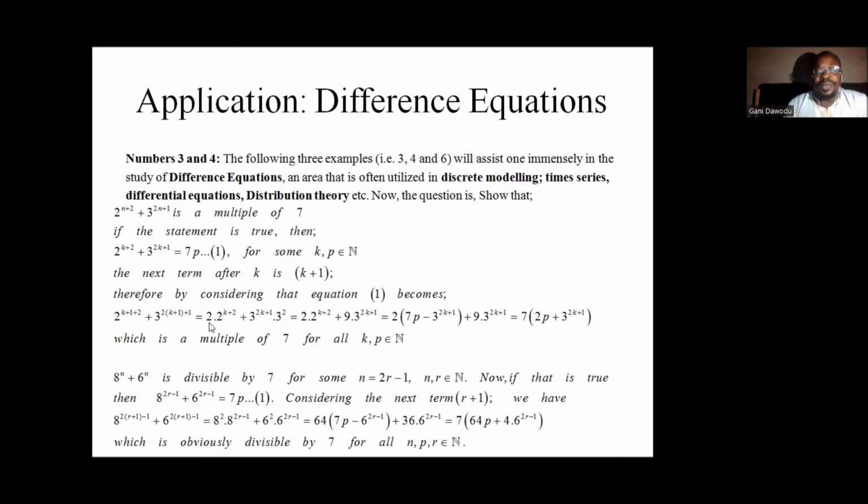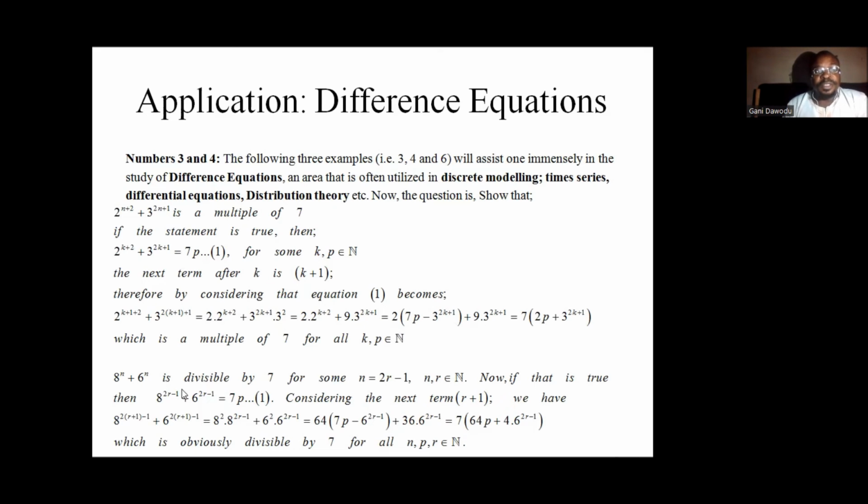And as you do so, you arrive here. You simplify that further, that brings you here. But here, if you make 2 raised to power k plus 2 the subject in this first equation, equation 1, you arrive here, and that simplifies to be this. As long as p and k are natural numbers, the quantity inside this bracket is a natural number. And that shows that indeed the expression we're talking about is always a multiple of 7.